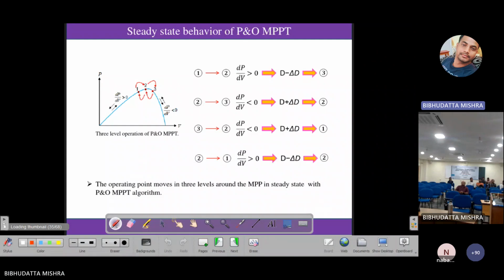So, this one will now be steady. There was an animation, so it is a PDF. So the animation is gone. Okay. So this P&O or INC is actually operating in three states.